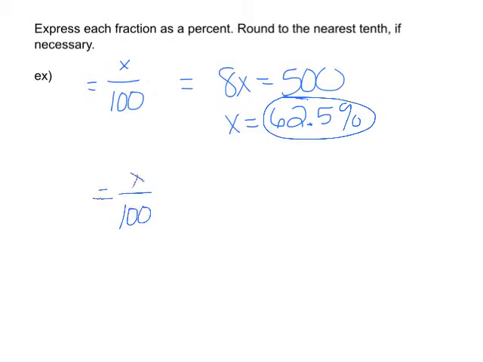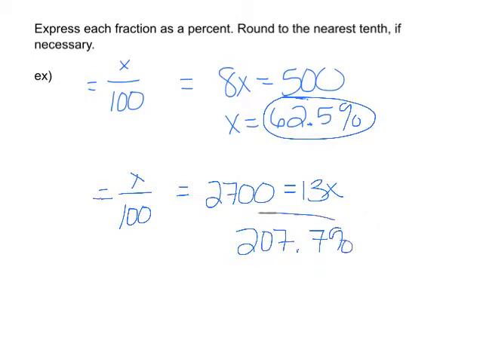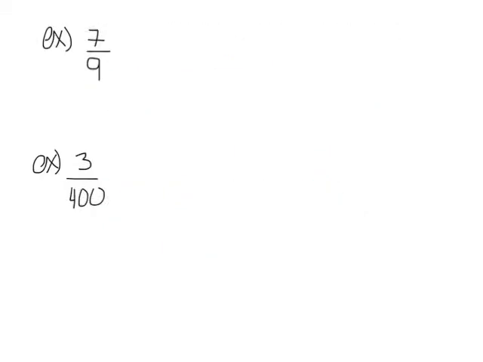The same way goes for 27 over 13. I'm going to get 2,700 equals 13x, and I'm going to divide by 13 on both sides. When I do that, I'm going to get 207.7% because I wrote them over 100. Go ahead and pause the video, and I want you to try these two on your own.